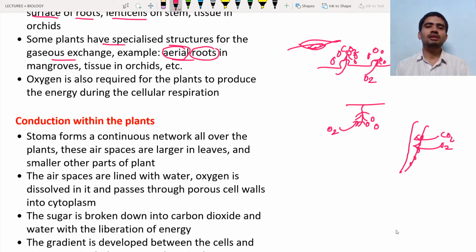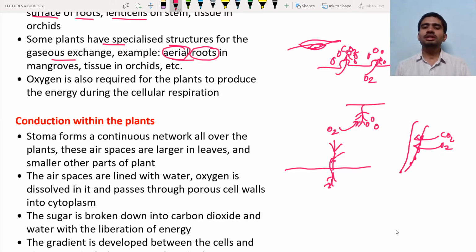Roots means the organ that is present in the plant. So these roots are present in the air. How is it possible? Let us consider this is the ground, and this is the root system of the plant, and this is the stem.